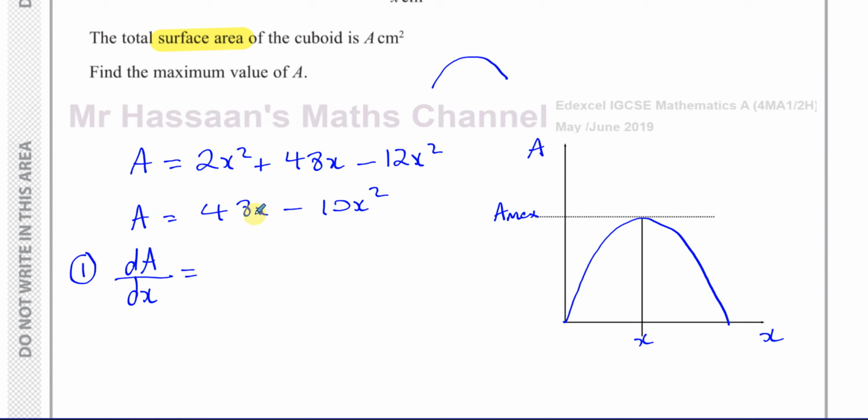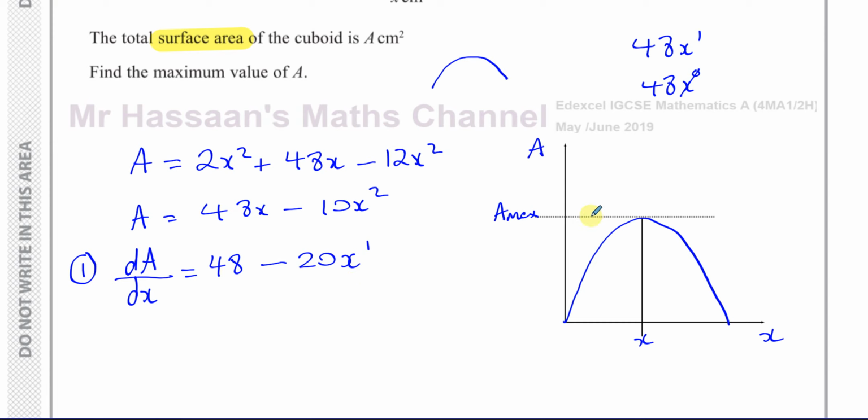If you differentiate 48x, the x is dropped, so you get 48. When you differentiate 10x squared, you multiply by the power, so you get minus 20 times x to the power of 1. In fact, we did the same thing here: this was to the power of 1, we multiplied 48 by 1, and then took 1 from the power. x to the power of 0 is 1, so we're left with 48. But you can think of it as the x term, the x is dropped. That's an easier way to think about it. So we get 48 minus 20x.